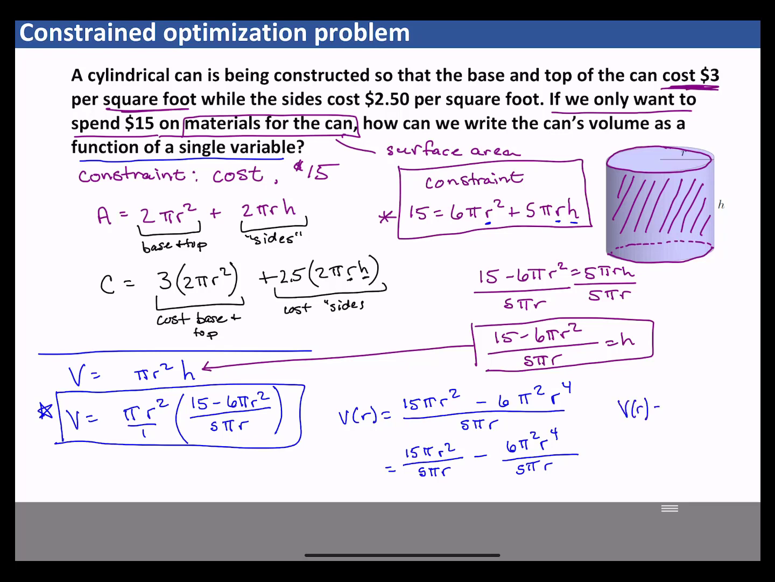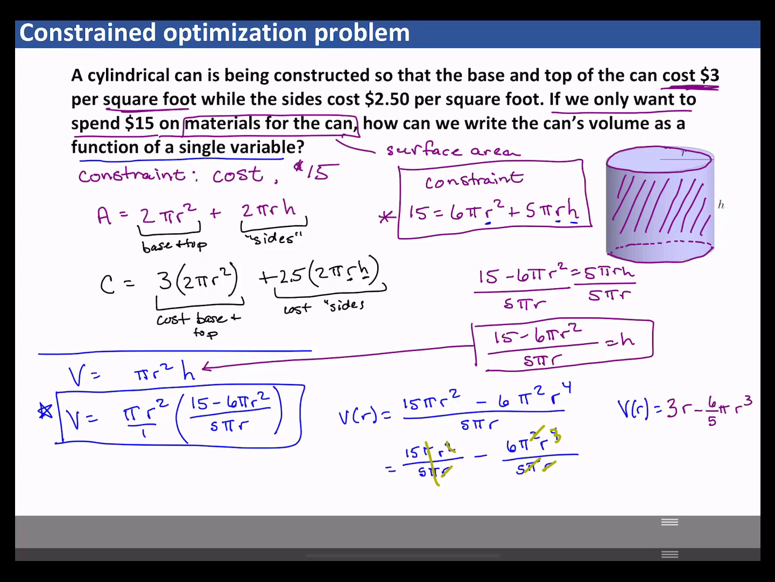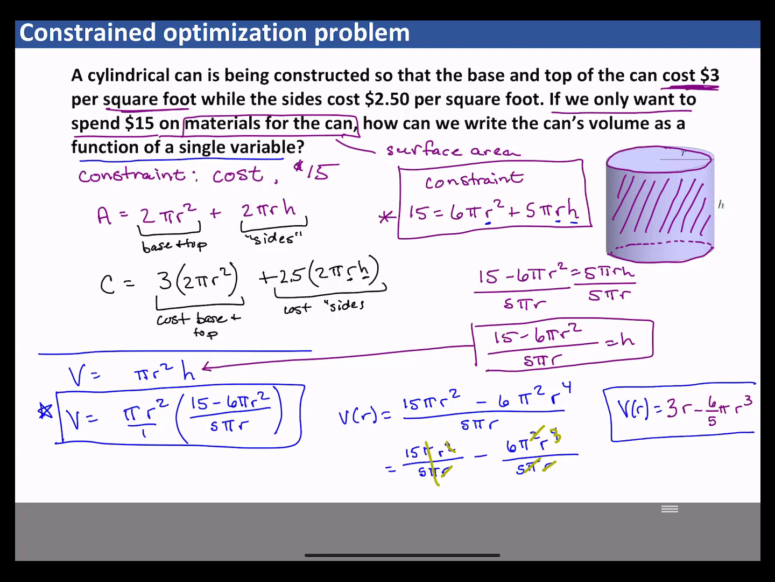And then from there, we could reduce, and we're going to get that the volume as a function of r. So r is going to cancel out one of those. The pi's are going to cancel. 15 divided by 5 is 3. So we'll have 3r, and then on to the other piece, pi squared divided by pi will be left with just a pi. r to the 4th divided by r will be left with r to the 3rd. So we'd have 3r minus 6/5 pi times r cubed. And this would be the simplified version for the volume as a function of r.